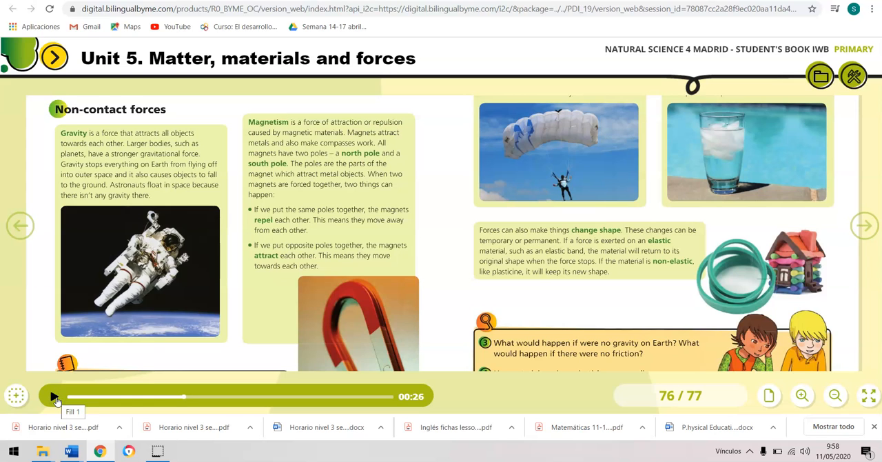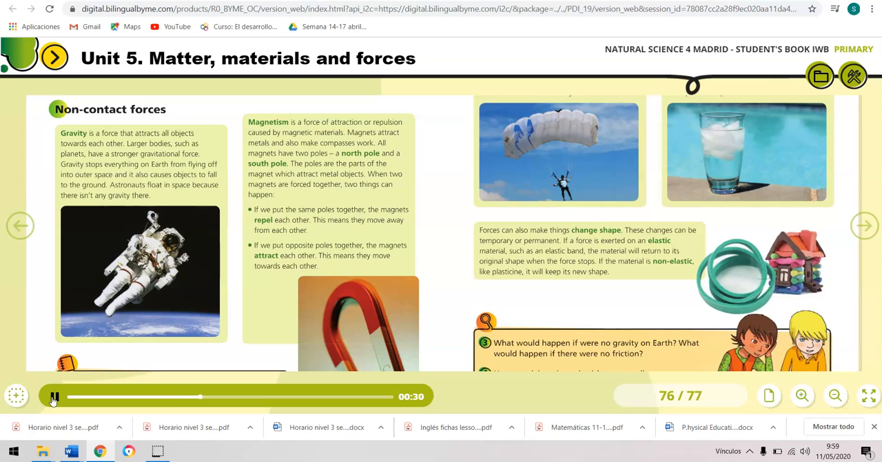Okay, gravity is one of the forces that is a non-contact force, and what gravity makes, it attracts all the objects, okay? And imagine if we didn't have gravity, everything would be flying. But we are not flying. That means that gravity is acting on ourselves. Okay? So gravity would be the first non-contact force. For example, why do astronauts float in space? Because in space, as you know, there is no gravity. All right? Let's continue with the other non-contact force, magnetism.